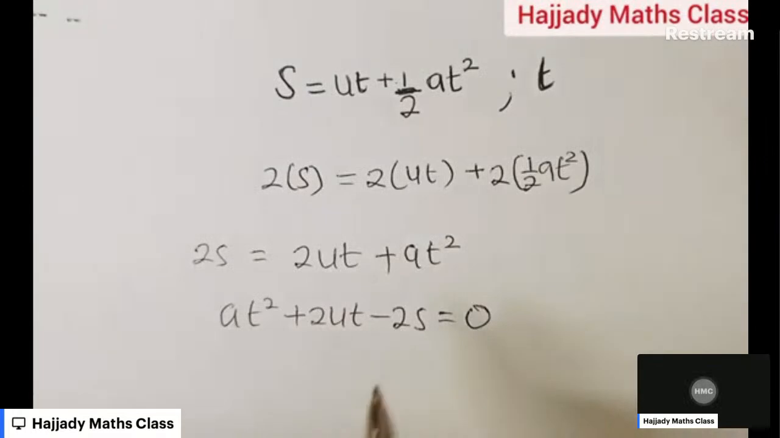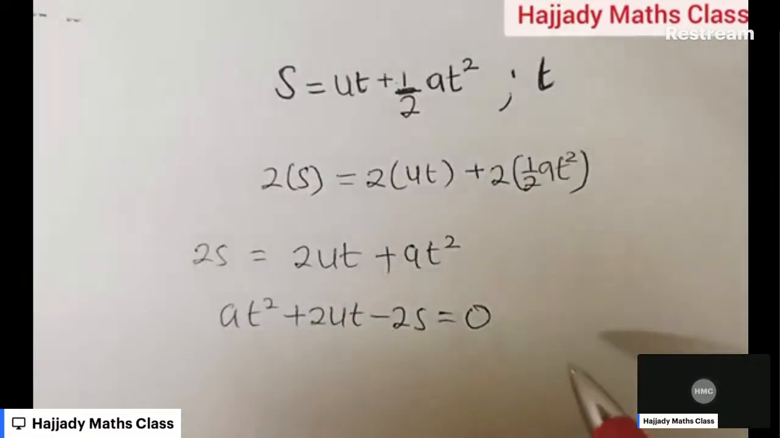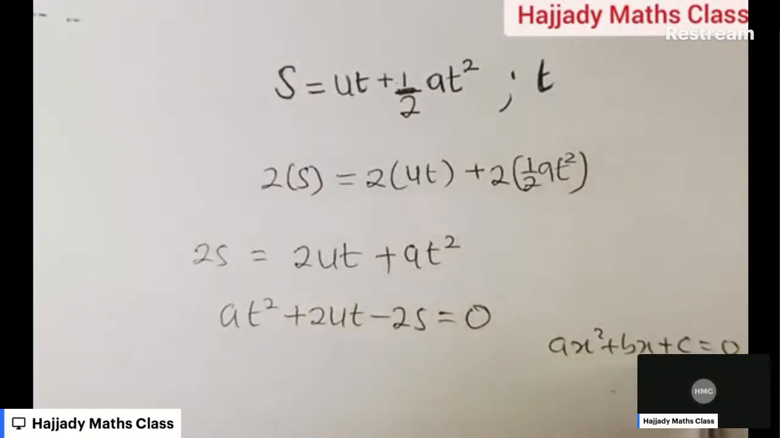Now looking at this, I can say that this is a quadratic equation. Don't forget that a quadratic equation looks like this: ax squared plus bx plus c equals 0. This is the form of a quadratic equation. Now solving this, we can't use the factorization method, neither can we use the completing the square method, but the best approach that we can use here is the quadratic formula approach.